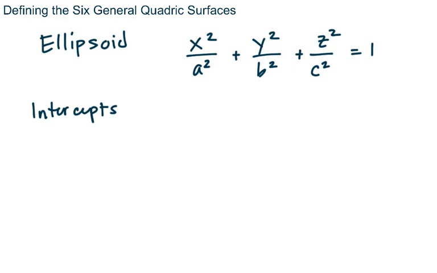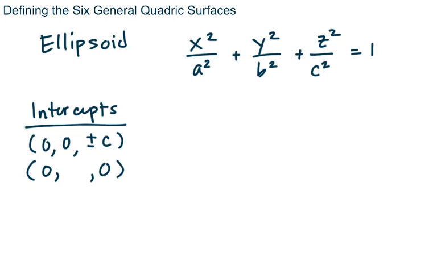The intercepts, well, if I let x and y be 0, I'm going to get a positive and negative c value. If I let x and z be 0, I would get a positive and negative b value for my y. And if I let y and z be 0, I would get plus minus a for my x. So I have 6 intercepts, 2 on the x-axis, 2 on the y-axis, and 2 on the z-axis.